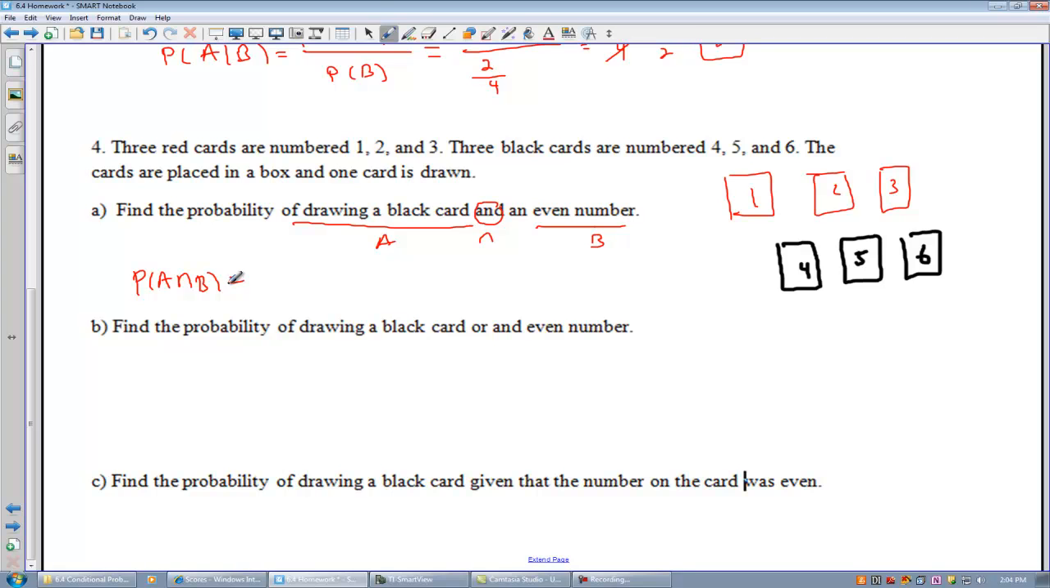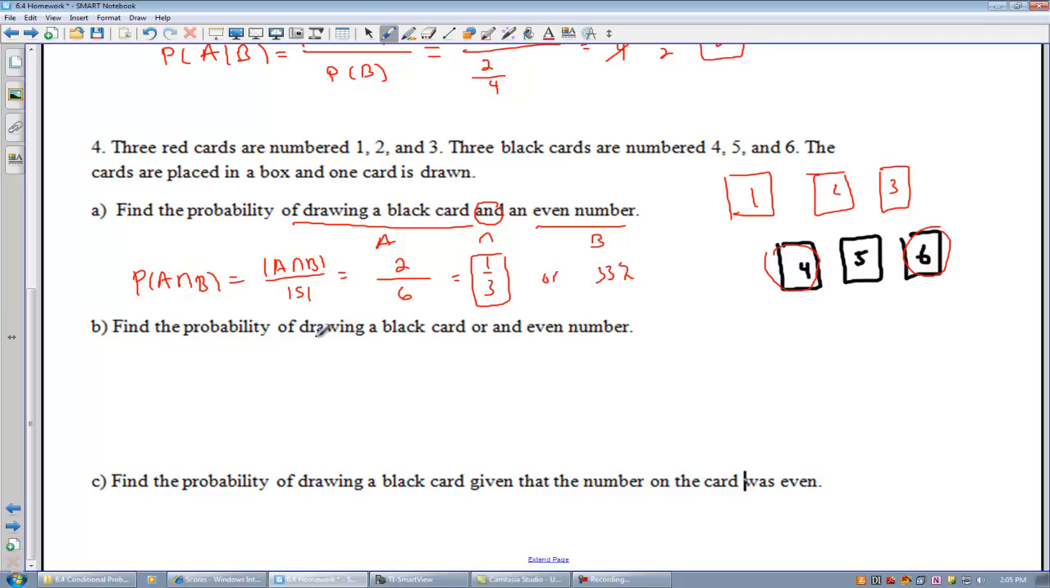Again, I do not know if these events are independent, so I have to go back and say, okay, let's just do the old standby: the number of things in A intersect B divided by the number of things in my sample space. The sample space is easy. There's just 6 things, 6 cards. And then I got to figure out, okay, how many of the cards are black and an even number? All right, so these are all black, and this one's even, and that one's even. So I get 2 things in A intersect B, right? 2 cards that are black and also even, and that's equal to 1/3, which is about 33% of the time. I'm going to go with 1/3.